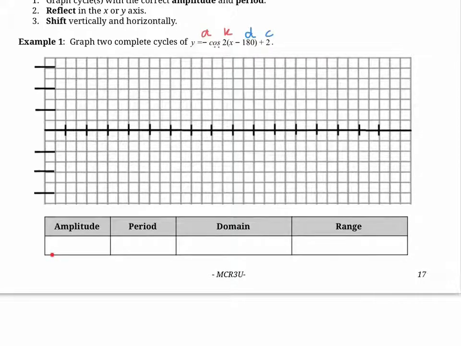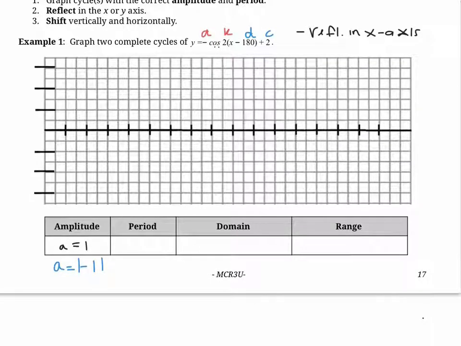So let's help plan out our graph by filling out the chart below. So we know our a value is -1, but the amplitude is going to be the absolute value of that, which is still 1. So that means that our amplitude is still equal to 1, but there's going to be a reflection in the x-axis. So let's just write ourselves a note that we have to reflect in the x-axis.